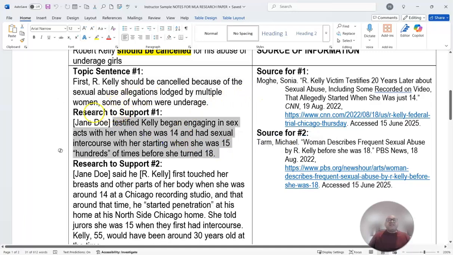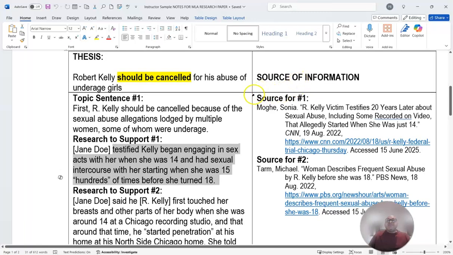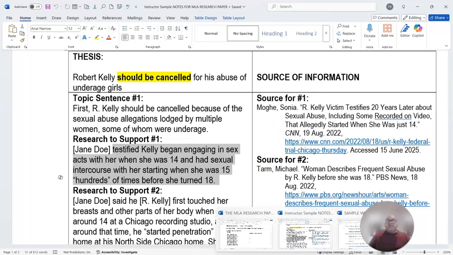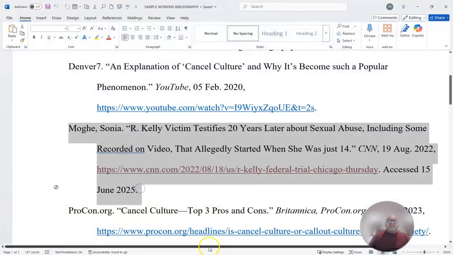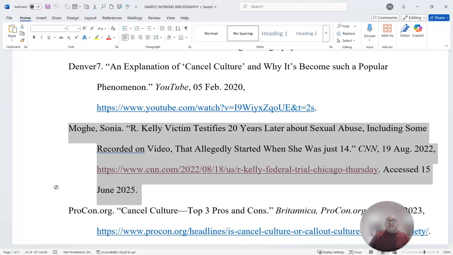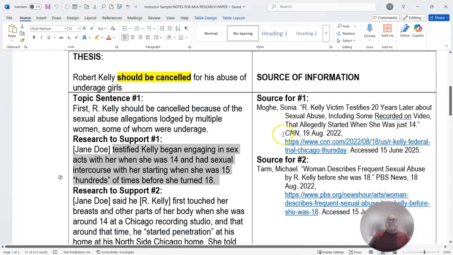Now, look at this. I have research to support number one, and on this side, I have my source information, source for number one. I simply copied this source from my working bibliography and pasted it on my handout so that I know exactly where I got this information from. I know where I took the information.